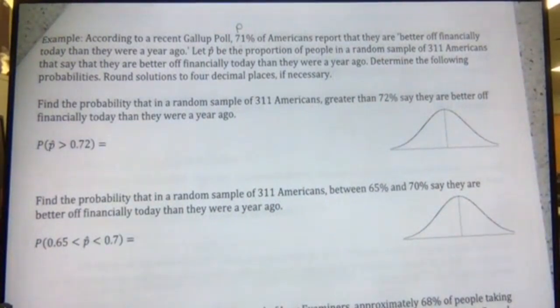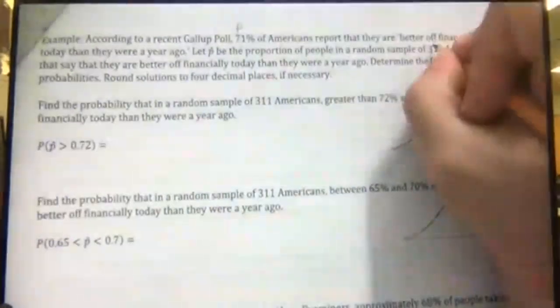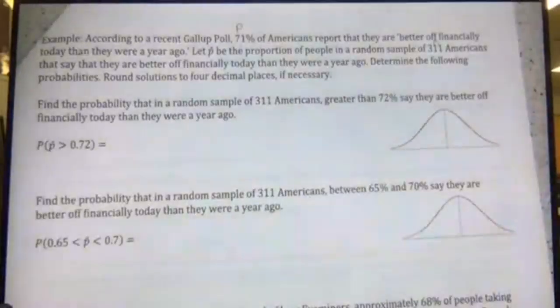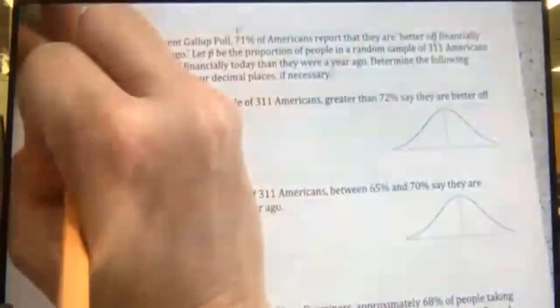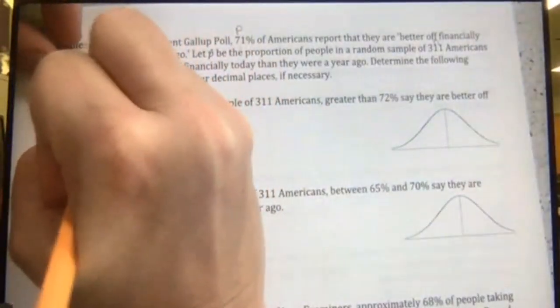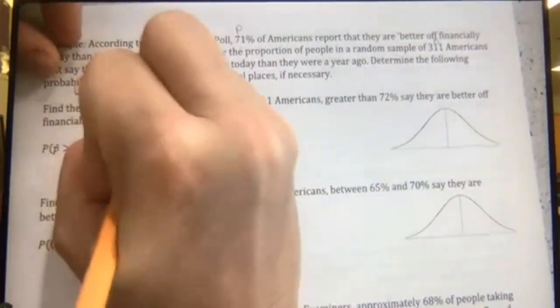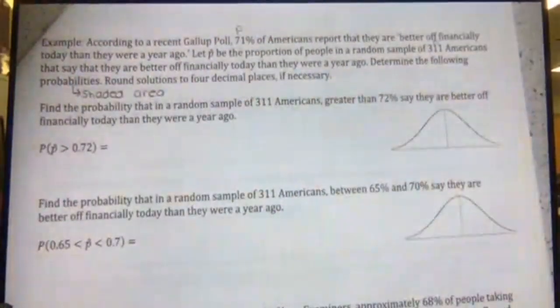Let p hat be the proportion of people in a random sample of 311 Americans who say that they're better off financially today than they were a year ago. So this is our sample size, so this is n. Determine the following probabilities. Remember, probabilities are our shaded area. We're going to do the same thing, round to 4 decimal places as needed.